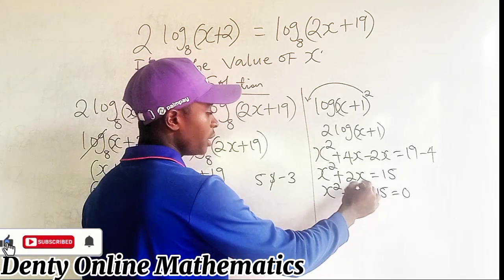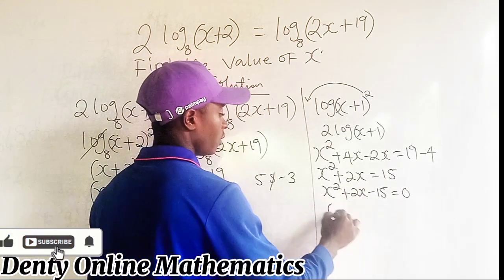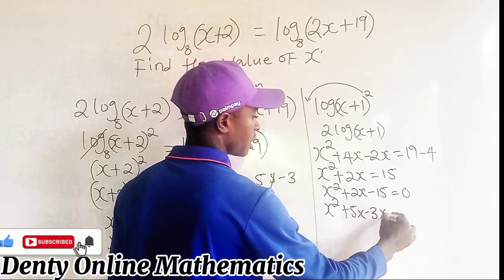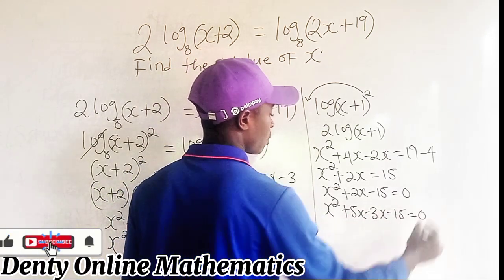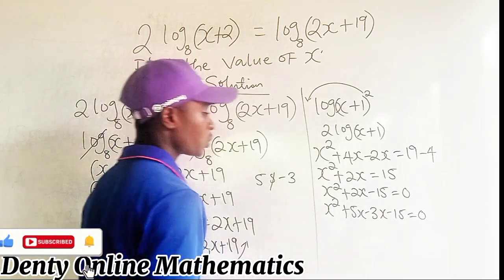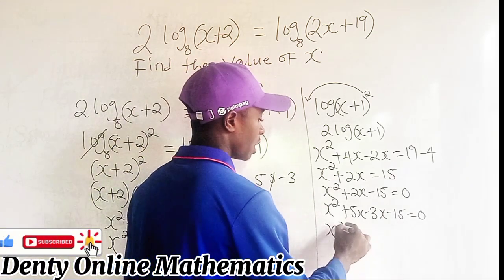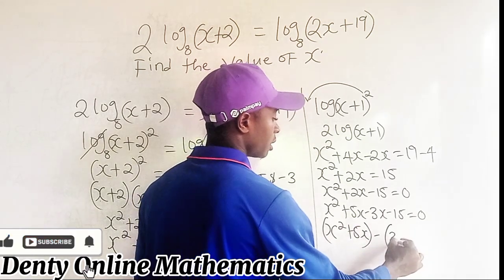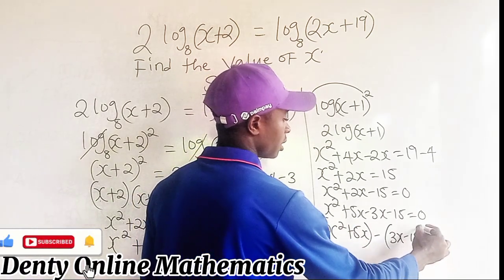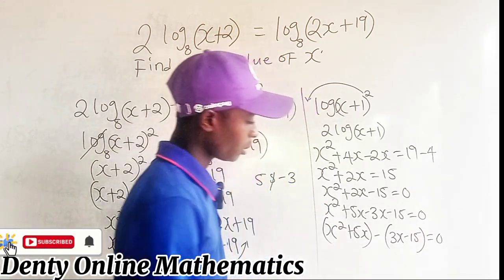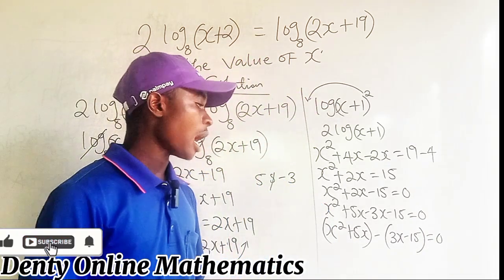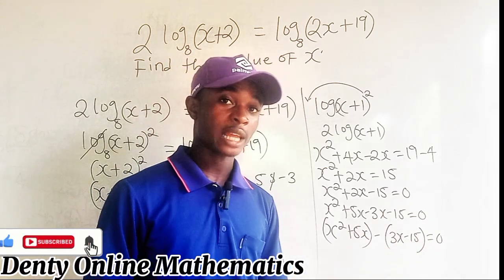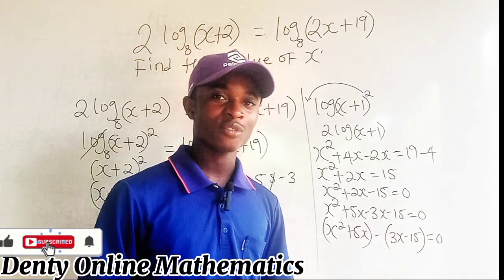So I'm going to replace the middle term by these two factors. That will give us x squared plus 5x minus 3x minus 15 equal to 0. Now in order to group them, I'll have x squared plus 5x in one bracket, minus 3x minus 15 in another, equal to 0. At this point, I'll look for what is common in these two brackets, and just like that, we can look for the value of x.